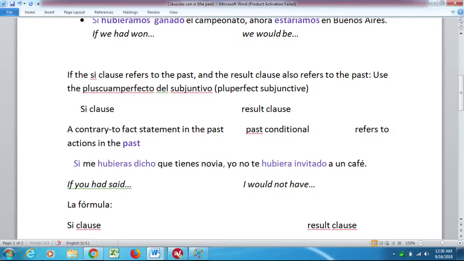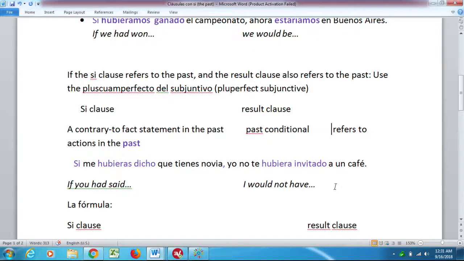So, again, our sí clause is going to be a contrary to fact statement that happens in the past. Our result clause is going to be in the past conditional. And this is when we refer to actions that have occurred in the past, right? So all of our action here is in the past. Sorry, I don't know why that truncated onto 2 lines, but so you see refers to actions in the past. All right, here's an example.